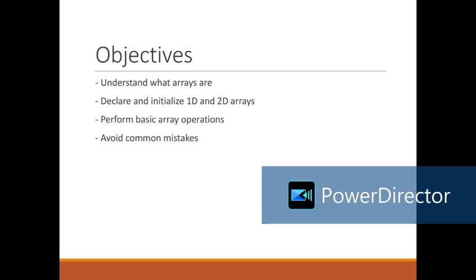Then we will explore how to perform basic operations with arrays. These include accessing specific elements, traversing arrays using loops, modifying values, and performing common tasks like calculating sums and searching for elements. We will also highlight some common mistakes beginners make when working with arrays, such as using uninitialized arrays or going out of bounds, and how to avoid them.